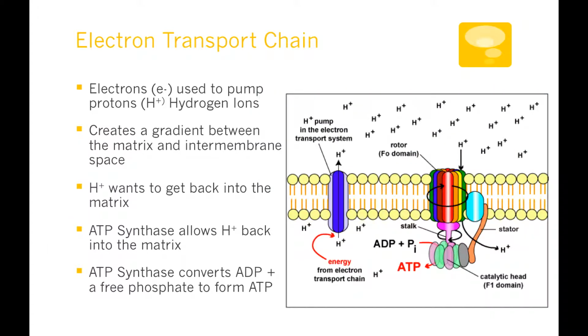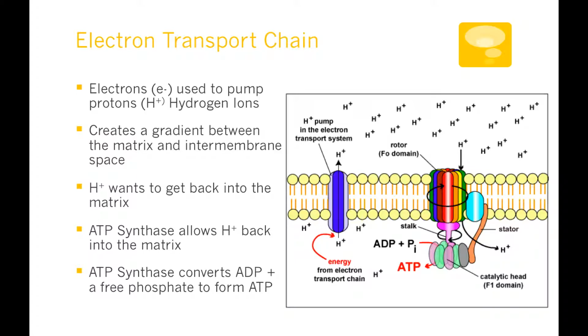This free energy, the electrons, are used to pump protons, the hydrogen ions, from the matrix across the inner membrane into the inner membrane space. This creates a gradient, where we've got a high concentration of ions on one side of the membrane and a low concentration on the other. Gradients, which we'll talk a little bit more about in osmosis, want to go towards being balanced. So the hydrogen ions want to return to the matrix.